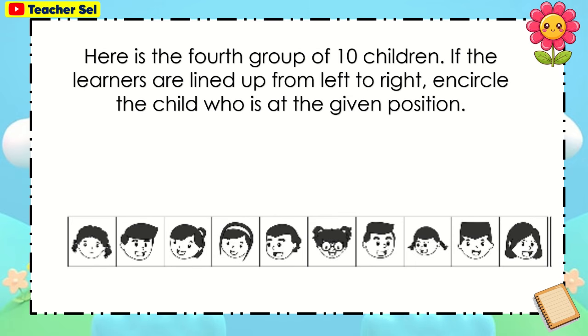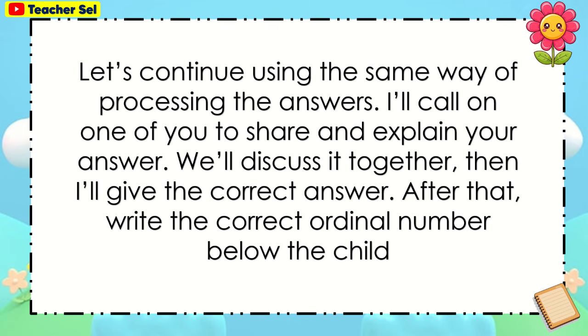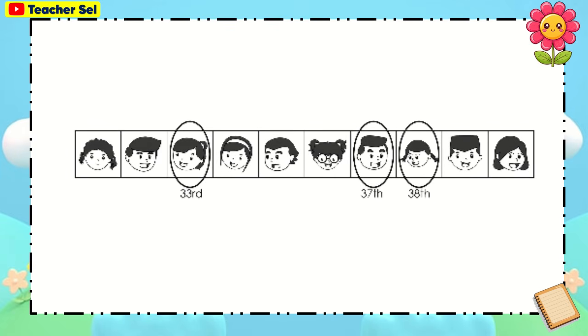Here is the fourth group of 10 children. If the learners are lined up from left to right, encircle the child who is at the given position. 33rd position, 37th position, 38th position. Let's continue using the same way of processing the answers. Write the correct ordinal number below the child. Here are the expected answers.